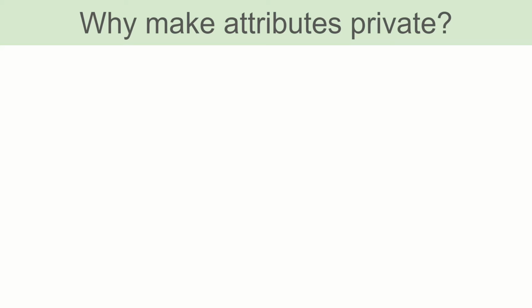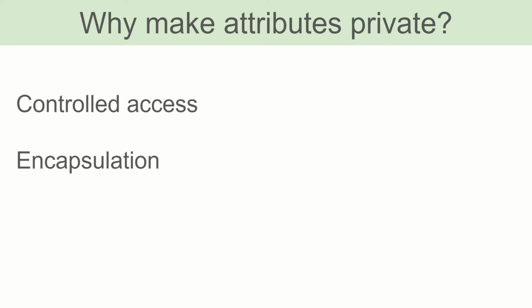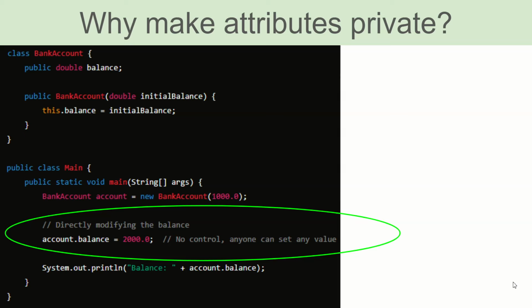Hello, everybody. Several people have asked, why should you make attributes private? There are two really good reasons. One is controlling the access to the variables, and the other is encapsulation, but you might not know what those mean, so let's look at some examples.